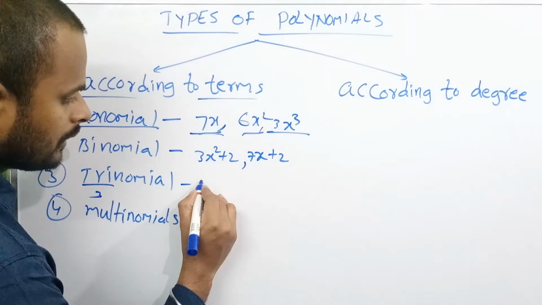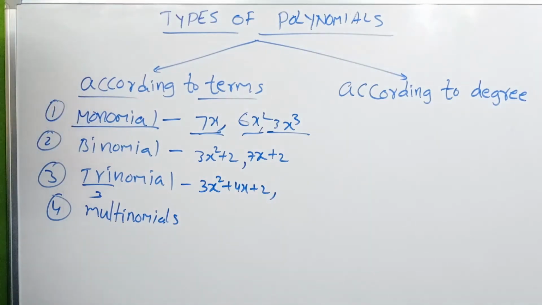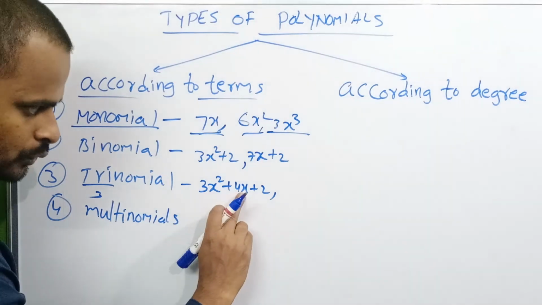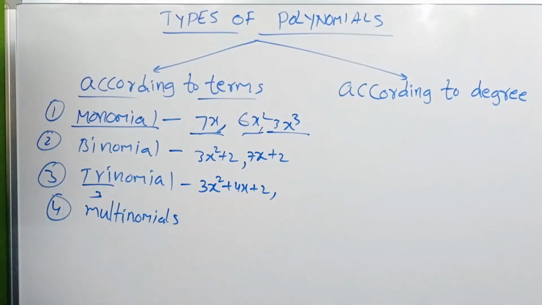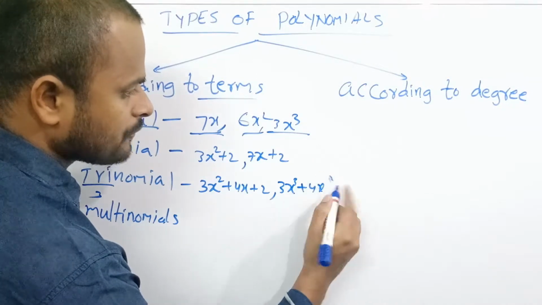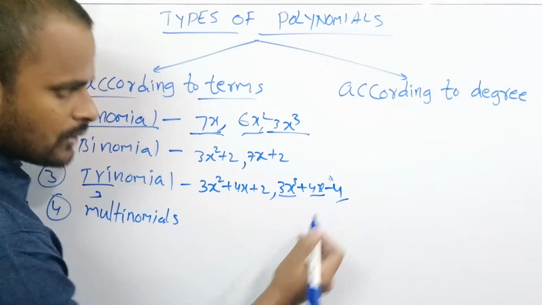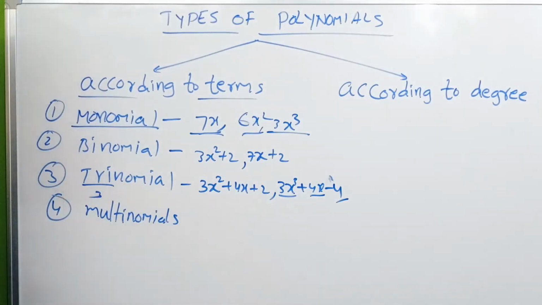So for example, 3x square plus 4x plus 2. How many terms here? 1, 2, 3. So this is a trinomial. Or 3x cube plus 4x minus 4. How many terms here? 3x cube, 4x, 4. 3 terms. So it is a trinomial.